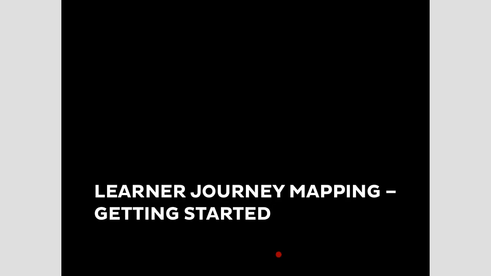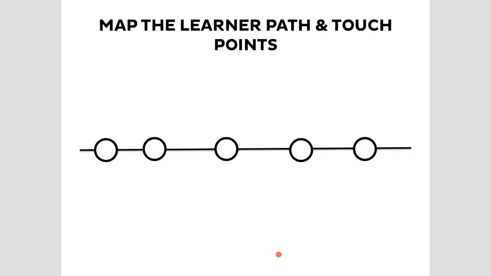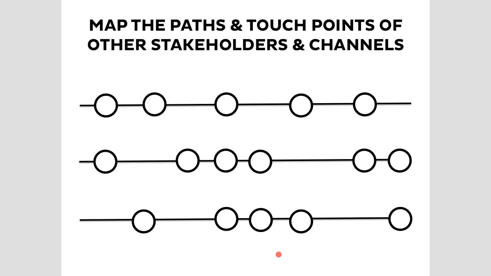And so if you're going to do learner journey mapping, how do you get started? There are certain components that have to come back into your learner journey map. The first thing that you want to do is map the learner path and all of the touch points that the learner is going to have. So when are they going to interact with your service or product, or both? What are the different actions that they take?